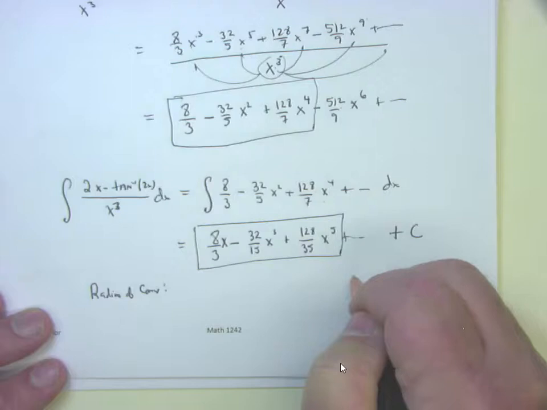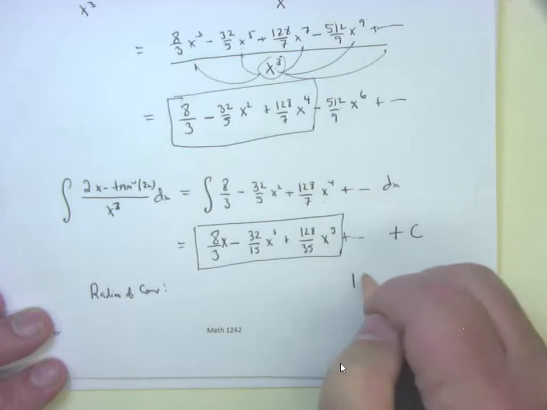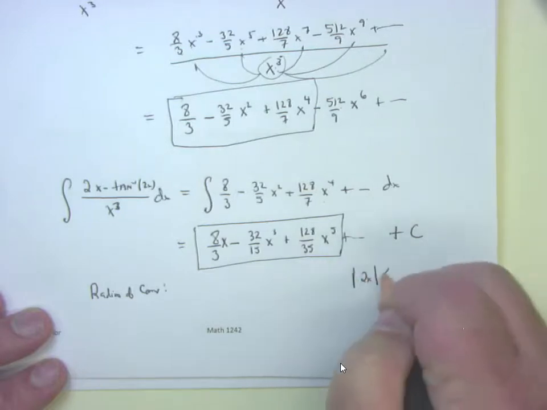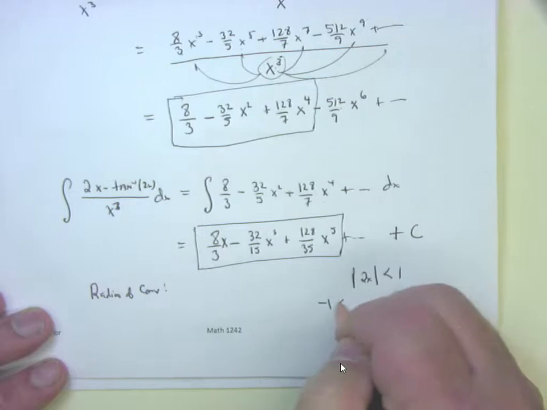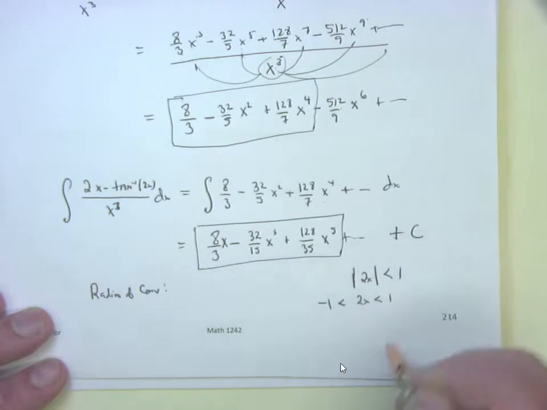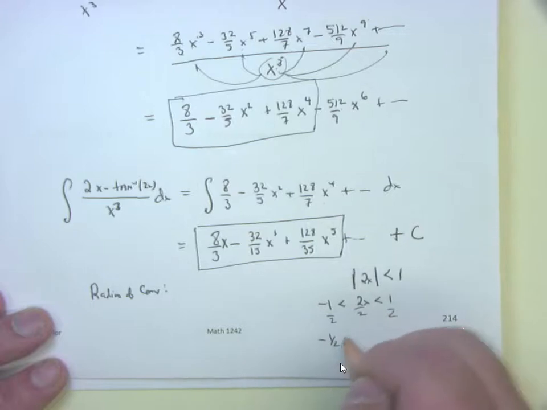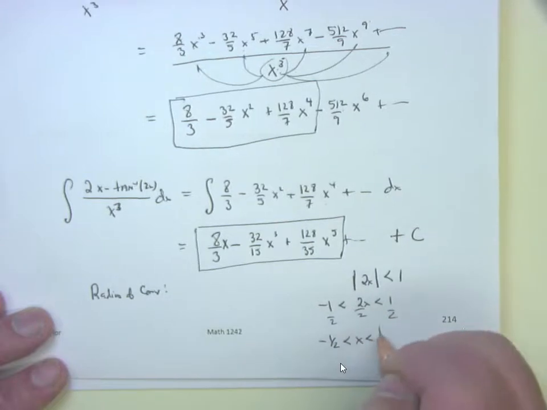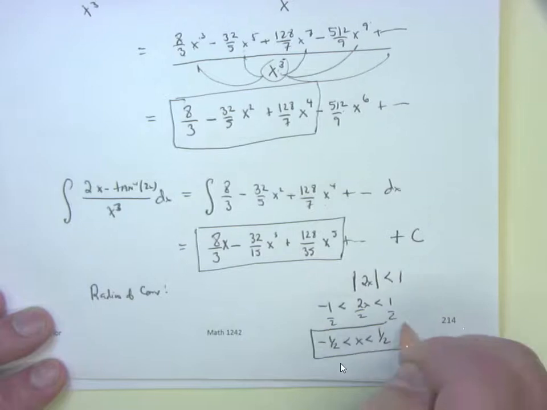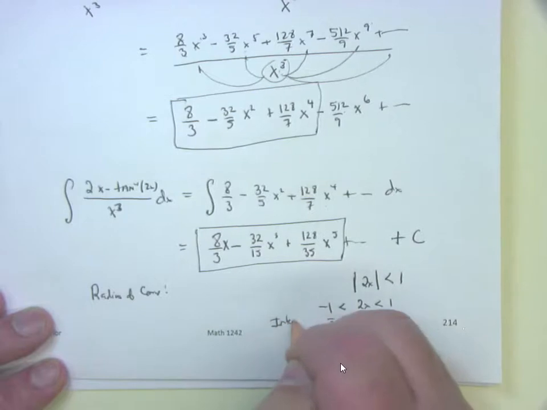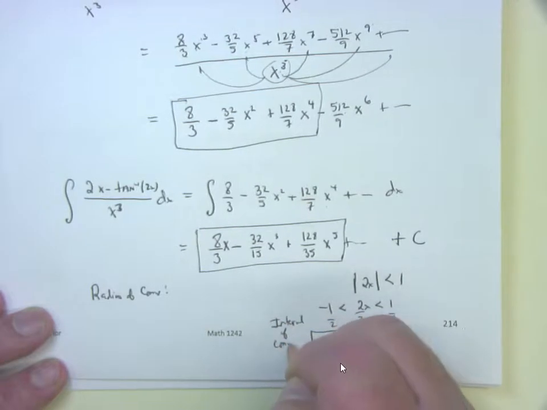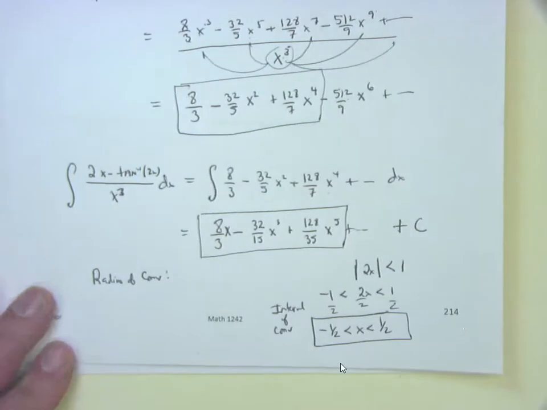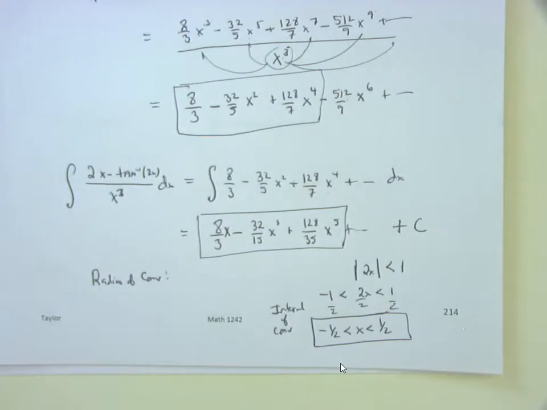Well, the interval of convergence is where the absolute value of 2x was less than 1, which means negative 1 is less than 2x, which is less than 1, divided by 2 all the way down the line. So you get negative 1/2 is less than x, which is less than 1/2. This is what we call the interval of convergence.